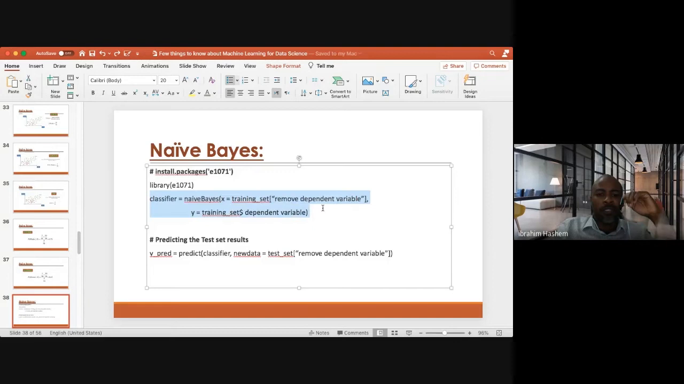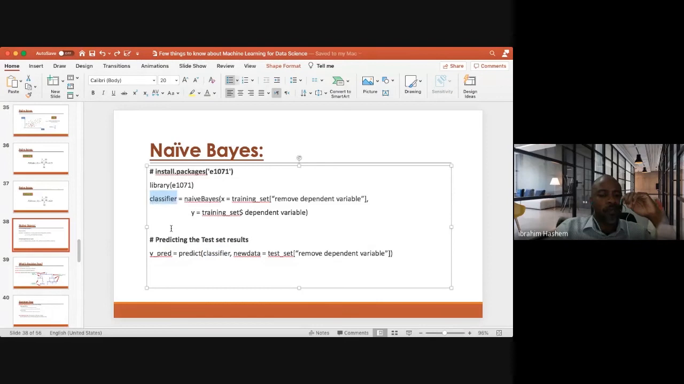And now, once you build the classifier, then you need to predict. So we use ypred as a variable, and the function we call is predict. This function also is part of the package. We use predict, and the parameter we have here is the classifier, the one which is already built. We already built the classifier using this line of code, and the new data is the data that comes from your data set, from your test set.